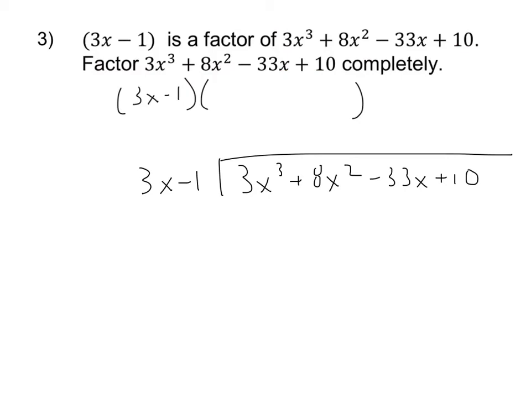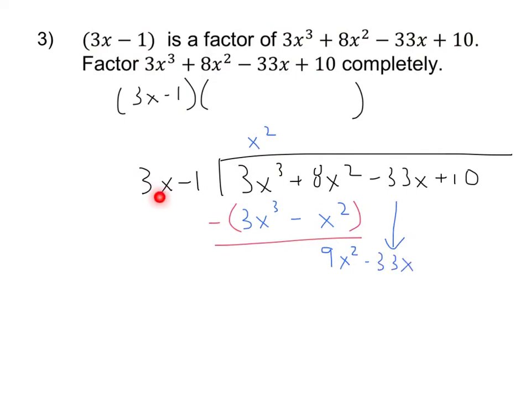So how many times does 3x minus 1 go into 3x cubed plus 8x squared minus 33x plus 10? Well, if we look at the first term, 3x going into 3x cubed is going to go in x squared times. X squared times 3x minus 1 is going to be 3x cubed minus x squared. And then if I subtract this, what do I get? I get 9x squared. And let's bring down this negative 33x.